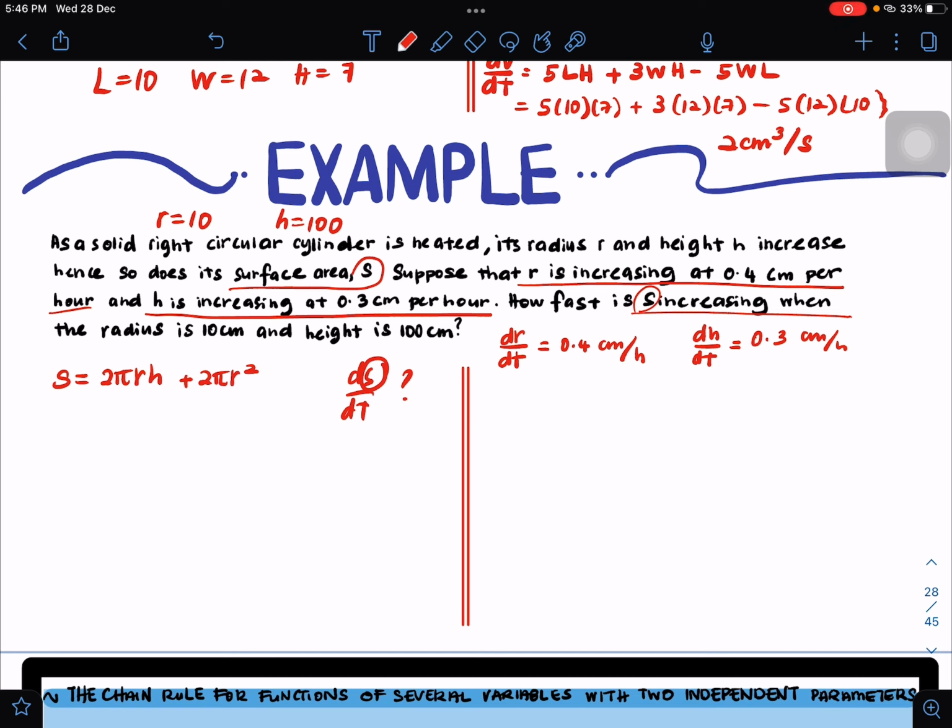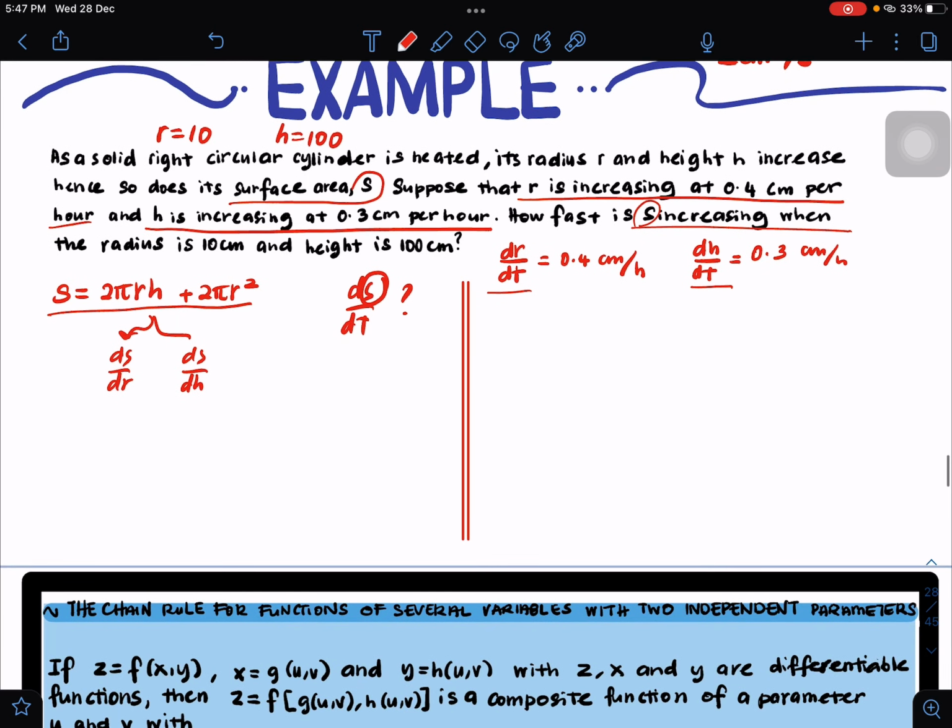So kelas, kalau awak tengok dekat kita punya formula S ni, kita tak boleh dapat dS dt. Kita hanya boleh dapat dS dr dan juga dS dh. Kenapa kita tak boleh dapat dS d pi? Pi itu value, nilai. Dia bukan parameter. Cuma dia dalam bentuk simbol. So kita hanya boleh dapat dS dr dan dS dh sahaja. Tapi dia dah bagi kita dr dt dengan dh dt. Okay, find dulu what is dS dr.